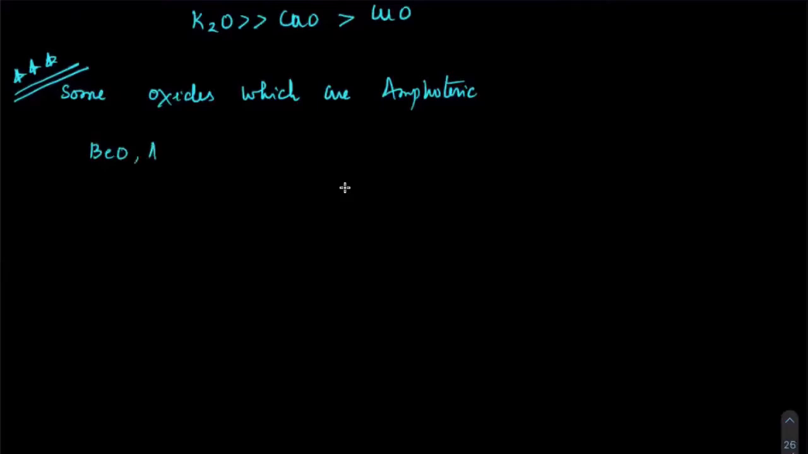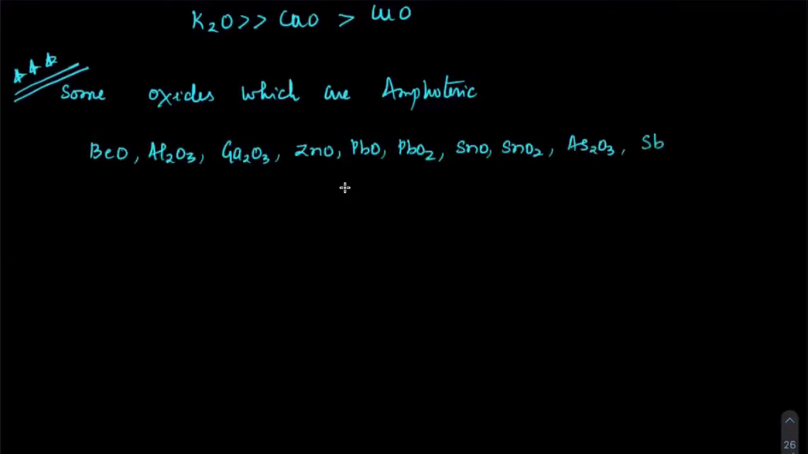BeO, Al2O3, Ga2O3, ZnO, PbO, PbO2, SnO, SnO2, As2O3, arsenic trioxide, Sb2O3, antimony trioxide, Cr2O3. ZnO I have already written. These, along with one more, V2O5, vanadium pentoxide. Got it? These all will show amphoteric behavior.